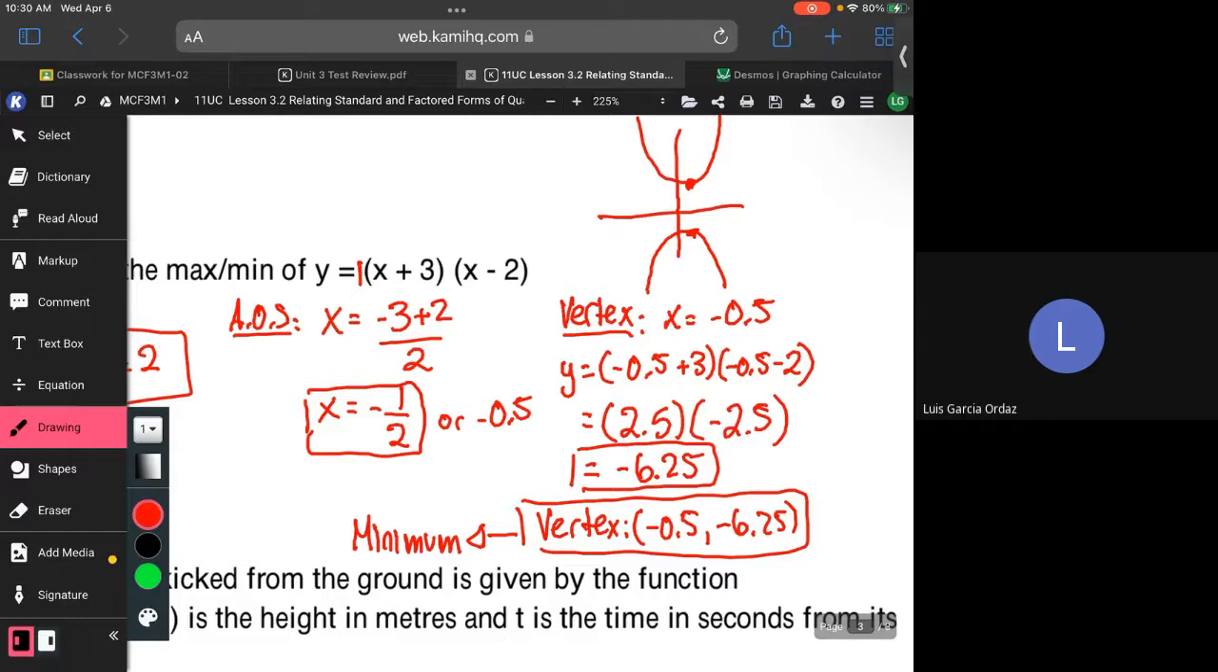Yep. If it's opening up, it's a minimum. If it's opening down, it's a max. So down equals max. Up equals min.